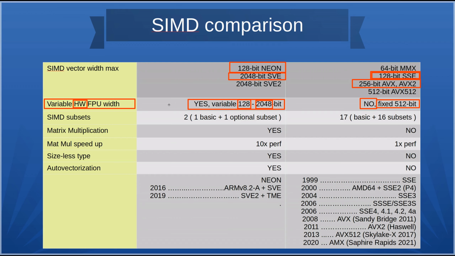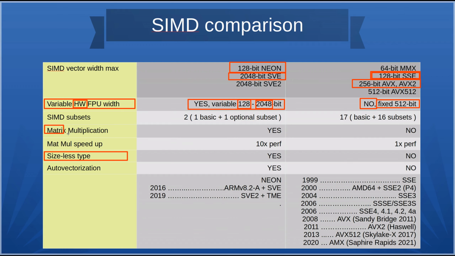And not only do they decouple, they also have the sizeless type. When you create the code, you don't care about the size of the vectors, because you just say what to do with the vector, and it will be done according to the length until the vector is wholly processed. So this is a different philosophy of programming also, which is actually much better than the old one.